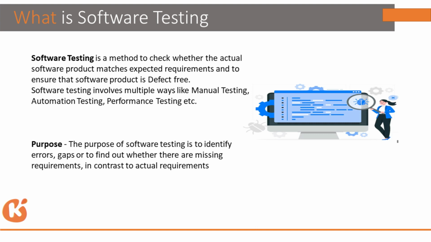So we understood what software testing is, and the purpose of software testing is to identify errors, gaps, or to find out whether there are missing requirements in contrast to the actual requirement. Sometimes what happens is that requirements themselves are not clear, and sometimes requirements are not there as well. So to find out those gaps, those missing links, we also do software testing.